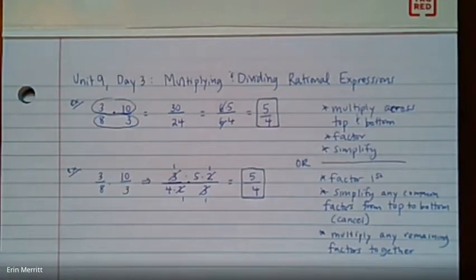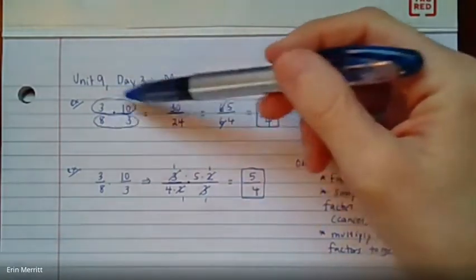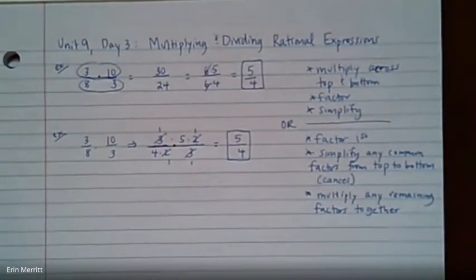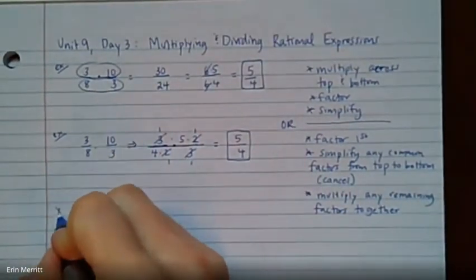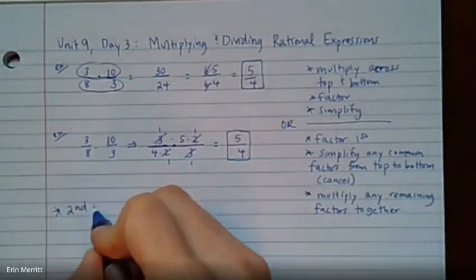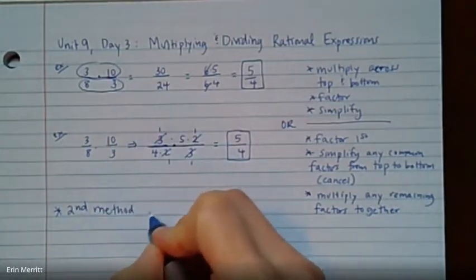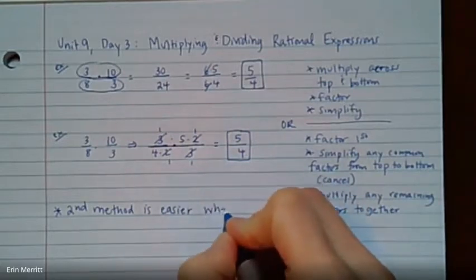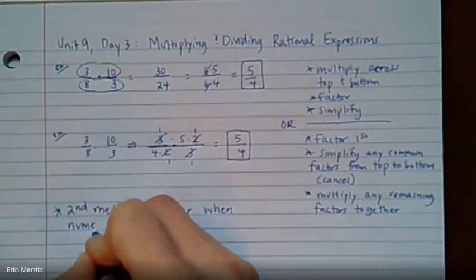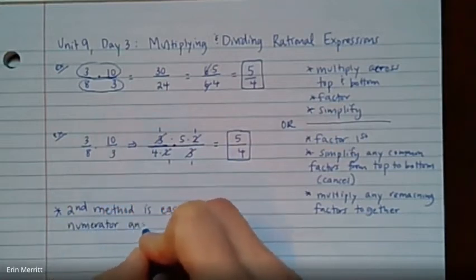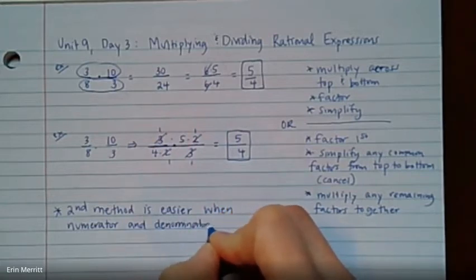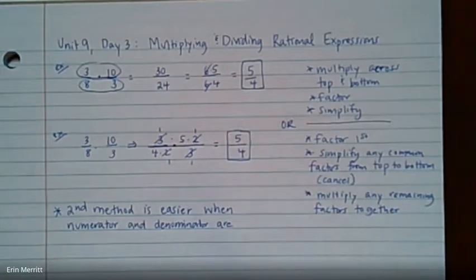All right. The reason I bring this up is that sometimes the first method is easy, but usually if these are only simple, most of the time the second method is what is going to be simpler for us to use. So I'll write that little note here that the second method is easier when the numerator and denominator are polynomials.